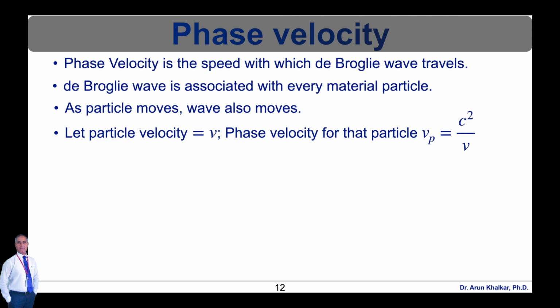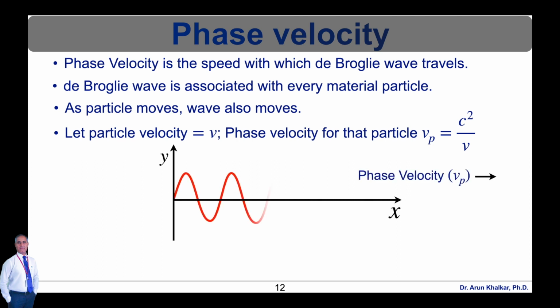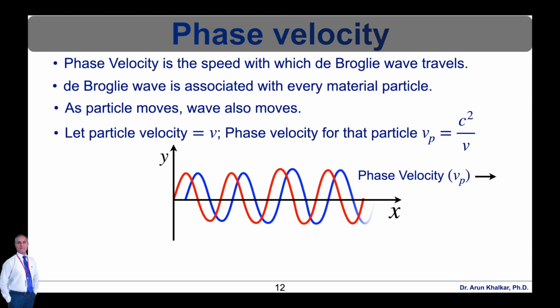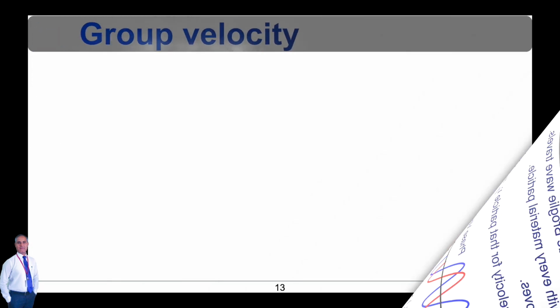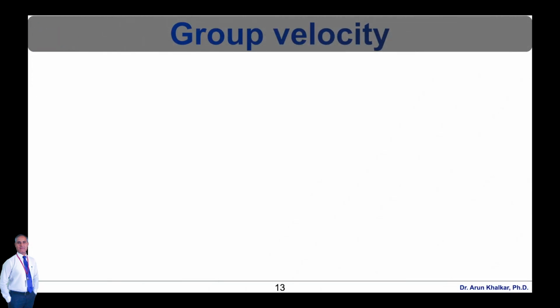Consider a particle with velocity equal to v, and the phase velocity for that particle vp is equal to c square upon v. For a material particle, when the speed of the particle is very much less than the speed of light, then the phase velocity vp is greater than the particle velocity, which is unexpected, as v should be equal to the speed of light. This is all about the phase velocity. Now let's see group velocity.